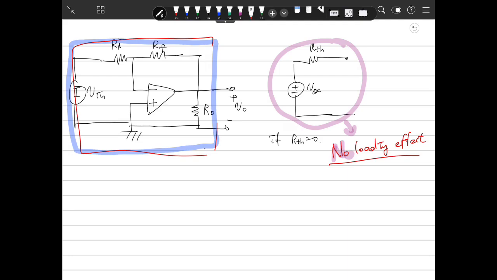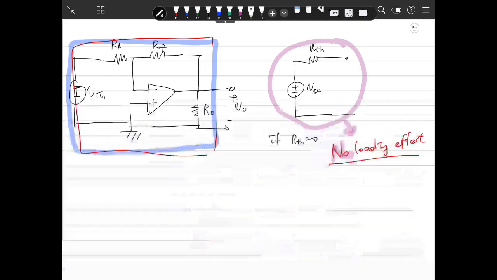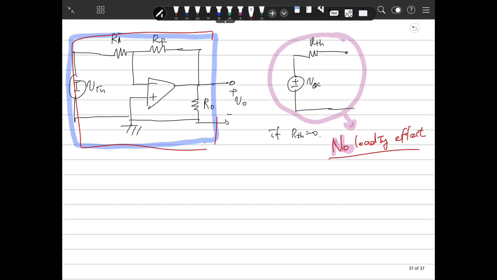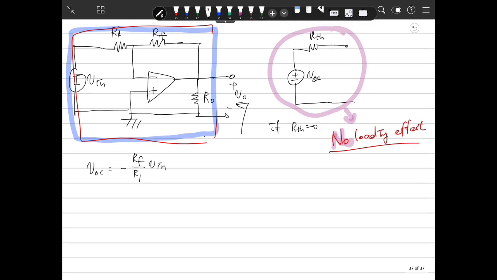To check whether there is loading effect or not, we use the same approach. What should we do at first? At first, we need to get the VOC. What is VOC? It is the voltage here. We already did that. VOC is minus RF over R1 times V in. Then to get the Thevenin resistance, we need to check the short circuit current ISC. We make a short circuit here.